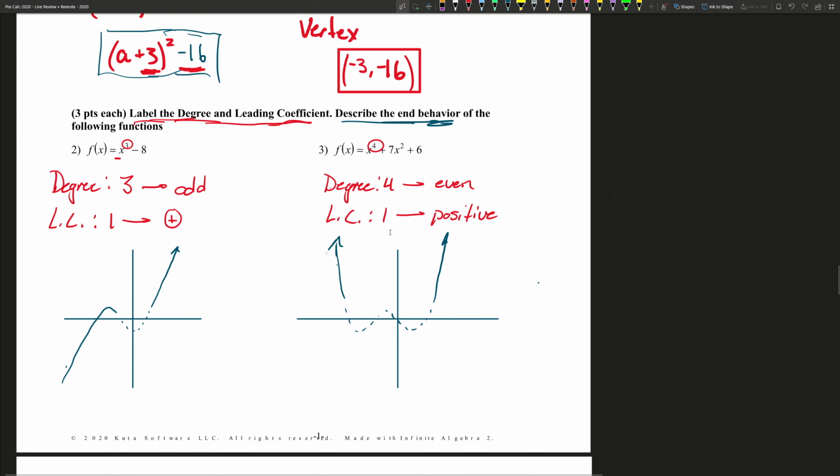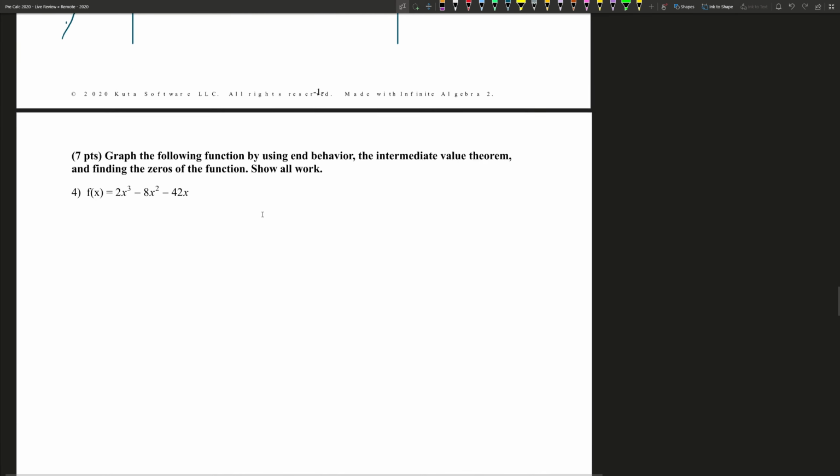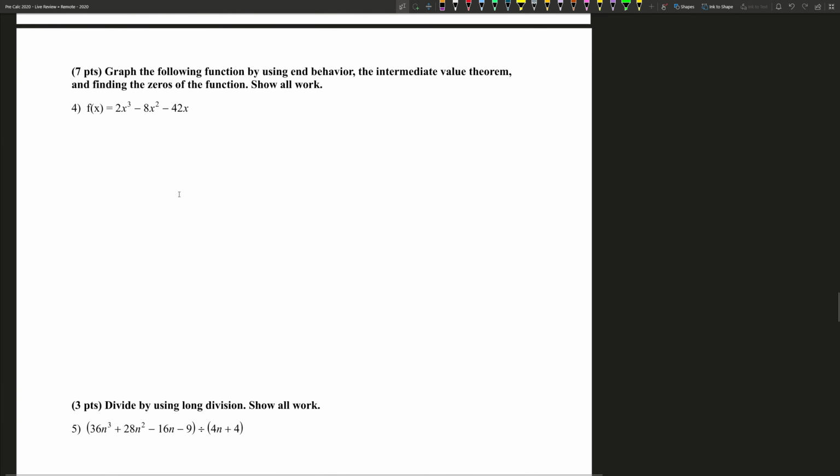Okay, moving on to number 4. This is when problems start to get maybe just a little bit bigger. There's a couple of sets of directions here, right? So graph the following, like that is our ultimate goal, but we have to use end behavior, intermediate value theorem, and the zeros in order to do that. Okay, so what I would recommend is to get the degree and leading coefficient first.